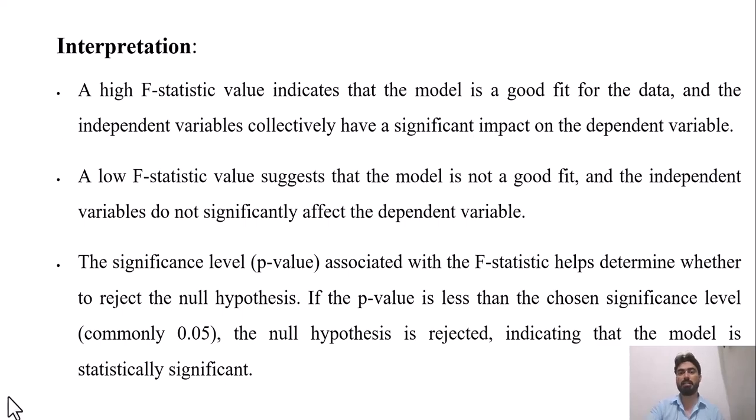There is one more thing from which you can interpret the F statistic result, that is the probability value of the F statistic. If the probability value of the F statistic is less than 0.05, it means that your overall model is well fitted, and you can say that your independent variables are jointly affecting your dependent variable. But if the probability value is greater than 0.05, it means that your variables are not jointly affecting your dependent variable, and your model is not well fitted.